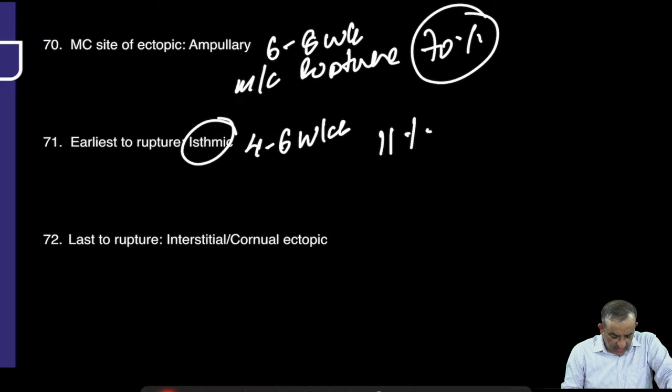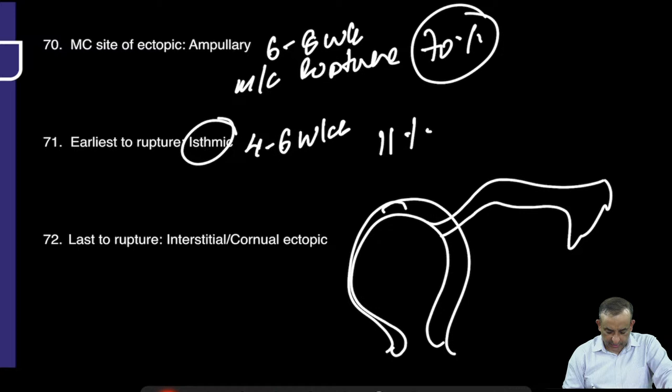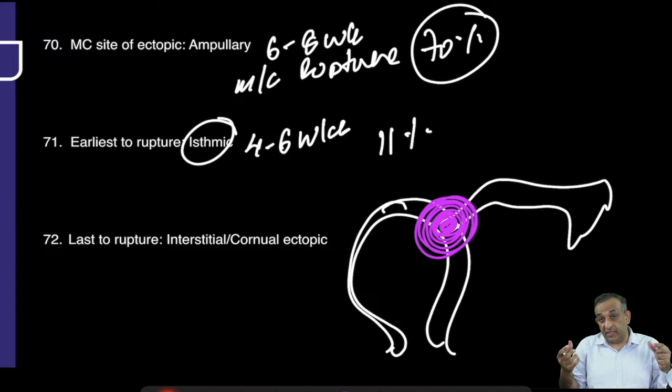Last to rupture is the interstitial or the cornual ectopic. The ectopic which is at this part of the fallopian tube here. This is known as cornual or interstitial because this will grow with the uterus. The pregnancy grows and the uterus is a muscle which will grow in pregnancy. So this will go on. It is the narrowest part of the tube. The interstitial part is the narrowest part. But the uterus is over this part of the tube. So as the baby grows, the uterus also stretches, and that's why it ruptures last, at 12 to 16 weeks.